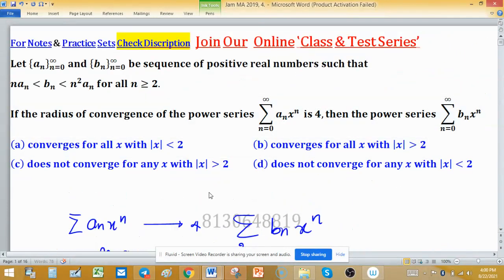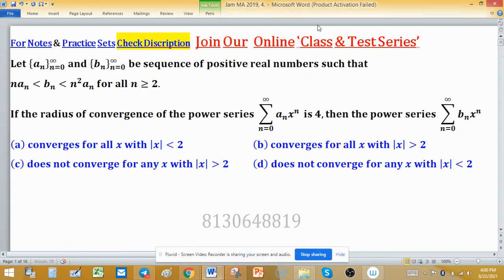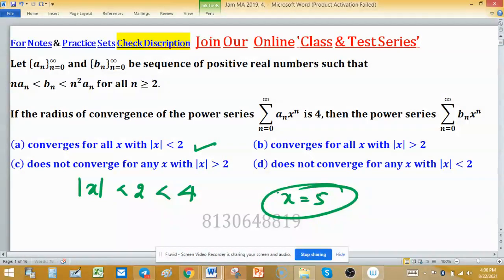So what we have in the options: as you can see in option 1, the series will converge for mod x less than 4, because 2 is less than 4. So option A is true. In option B, converge for all mod x greater than 2. If I choose x equal to 5, then this series will not converge. So option B is discarded.